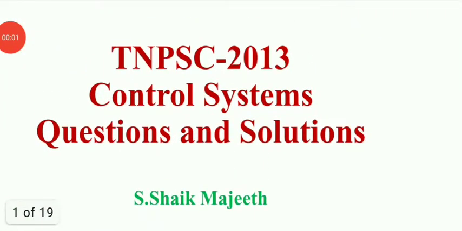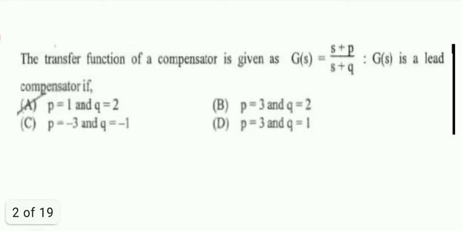Hi friends, in this class we solve control system questions asked in the TNPSC 2013 exam. The department is Triple. So the first question is: the transfer function of a compensator is given as G of s equal to s plus p divided by s plus q. G of s is a lead compensator. If it should be a lead compensator, what should be the values of p and q, they ask.